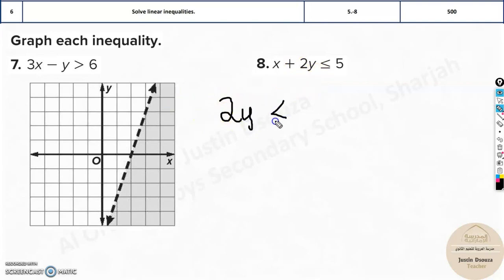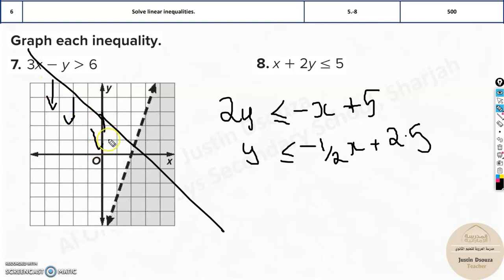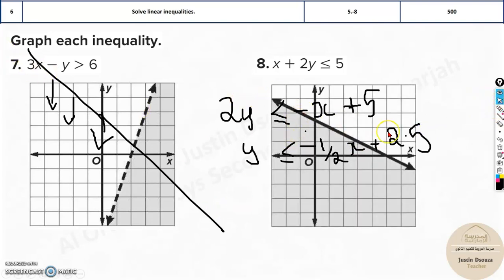2y will remain over here less than or equal to minus x plus 5. You need to divide both the sides by 2. Y is less than or equal to negative half x plus 5 by 2, which is 2.5. And the graph would be, it's y is less than, so it's downward, but negative means it's going downwards, and since it's 2.5, it's somewhere over here like this, and all the solution region is downwards. Let's check that. You can see over here, it's like this straight solid line and all the solution region is downwards.